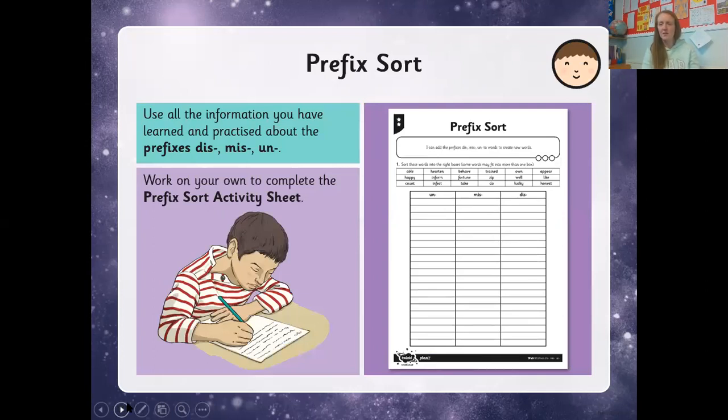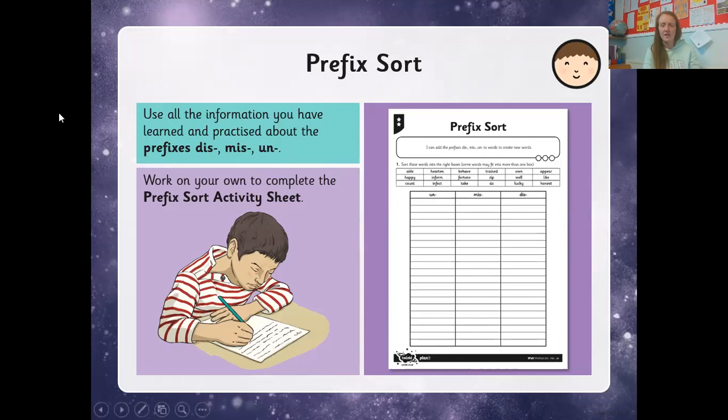What you're going to do today for me, Year 3, is I have got a prefix sort activity sheet for you. It just looks a bit like this. Now, there are 3 different versions for each group to have a different version. And at the top is a list of words. They may need un, dis, or miss. And you have to figure out which one you think it is.